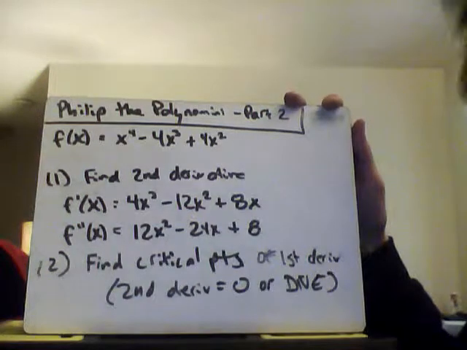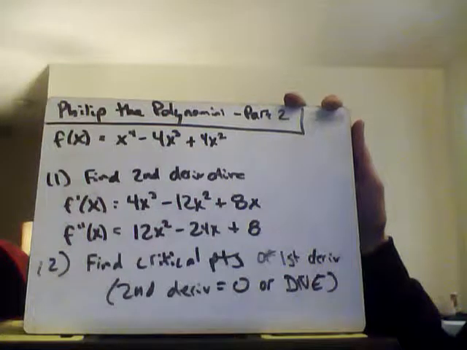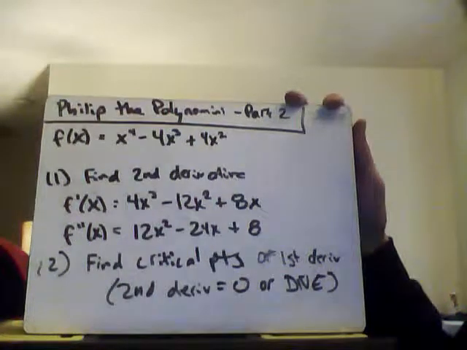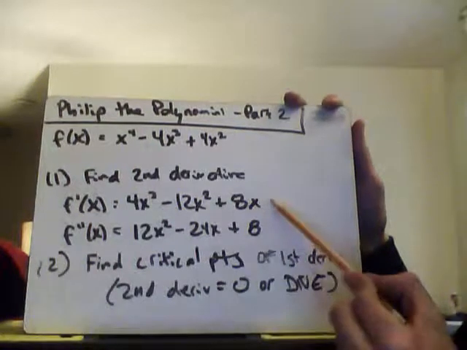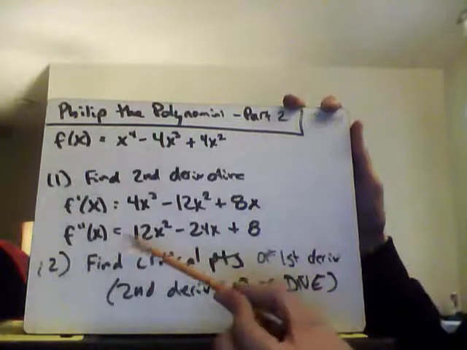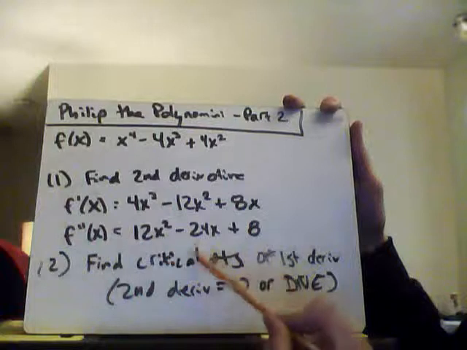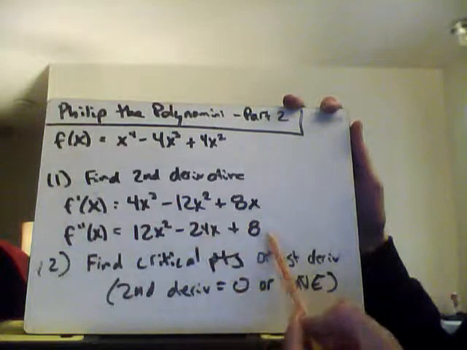If you'll remember, finding out whether something is concave up or concave down will depend on us finding the second derivative. In the first part, we already found out that the first derivative was 4x cubed minus 12x squared plus 8x. We used the power rule to figure out the second derivative is 12x squared minus 24x plus 8.